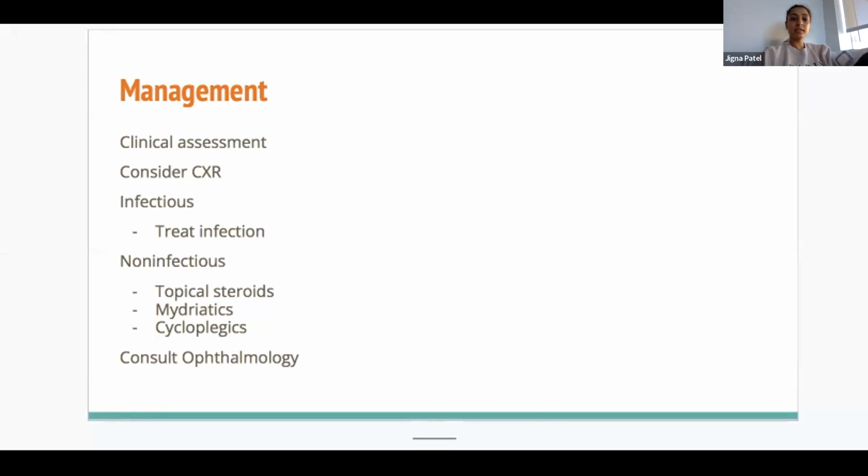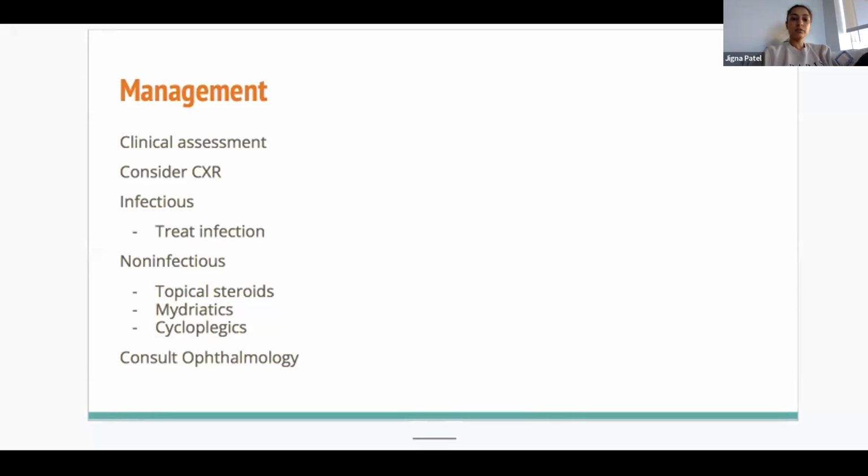They also may need some mydriatics or sympathomimetics just to dilate the iris and prevent formation of further synechiae. Like I mentioned before, you can use cyclopentolate, homatropine. You can also use phenylephrine eye drops. They also may need some cycloplegics just to help relieve the severity of the eye pain that they have. You can use cyclopentolate or scopolamine for this.